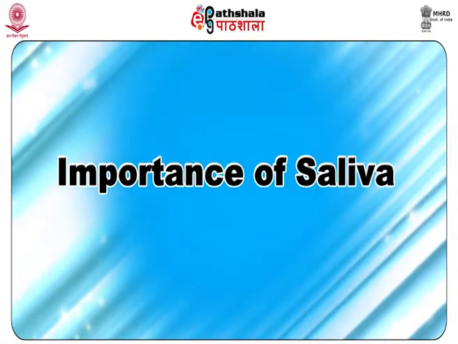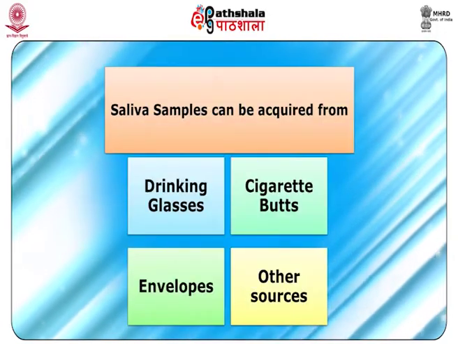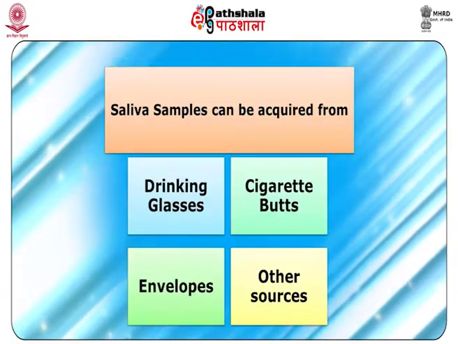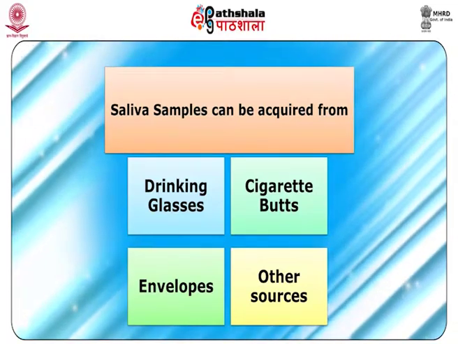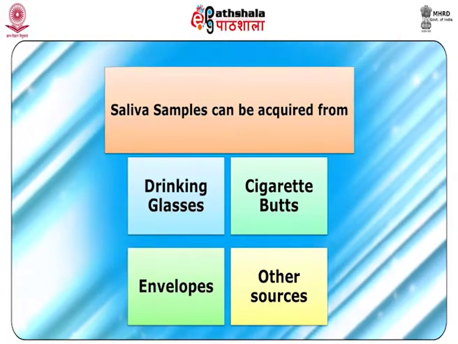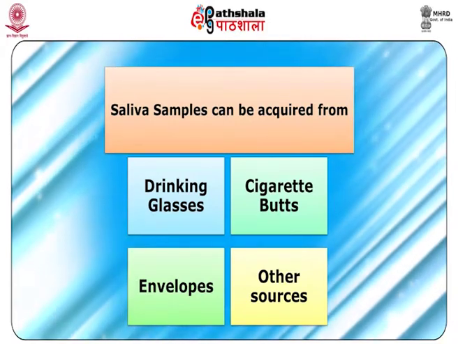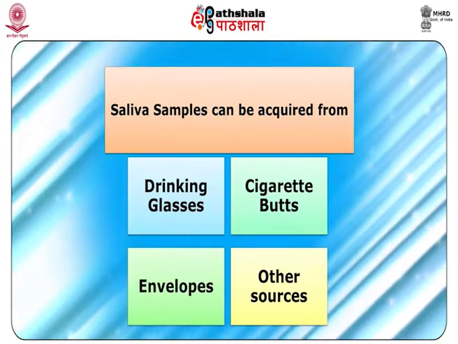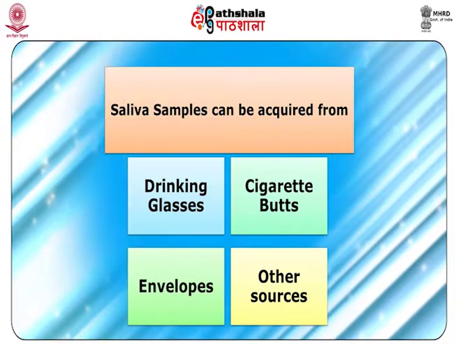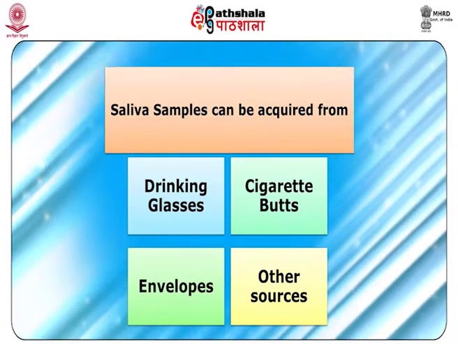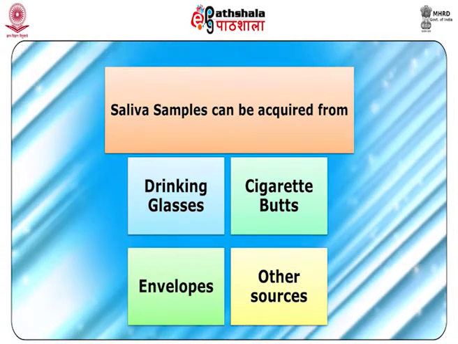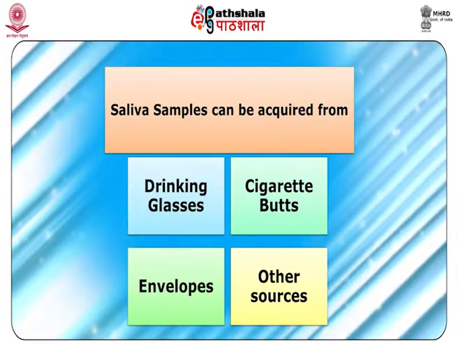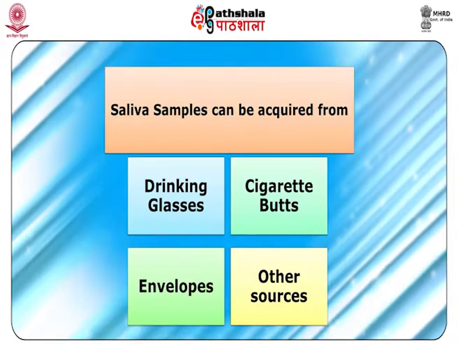Next is the importance of saliva. Salivary tests have been used for a wide range of forensic studies, and saliva is frequently present at a crime scene alongside other bodily fluids. Samples can be acquired from drinking glasses, cigarette butts, envelopes, and other sources, and then used to identify blood group substances or salivary genetic proteins.